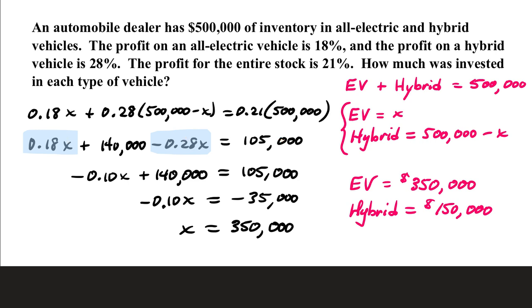Combine like terms, you will get a negative 0.10x. 140,000, that'll just drag down. Subtract 140,000 from both sides. 105,000 minus 140,000 is negative 35,000. Divide both sides by negative 0.10. $350,000 is the amount for X. So the all-electric vehicles are $350,000 of the inventory. Subtract that from 500,000, and the hybrids make up the rest, which is 150,000, for a total of $500,000 of inventory.